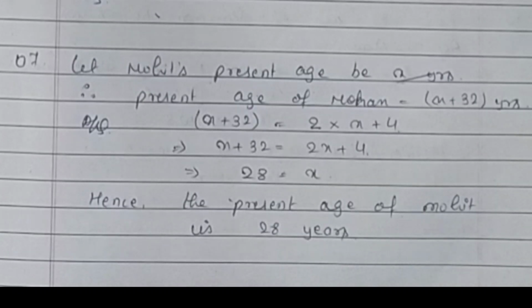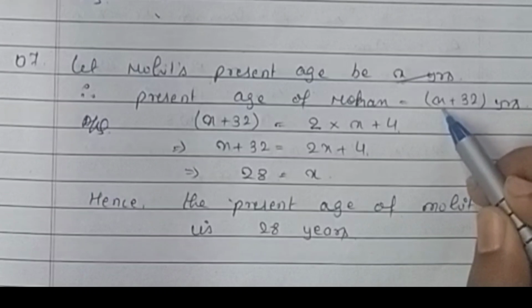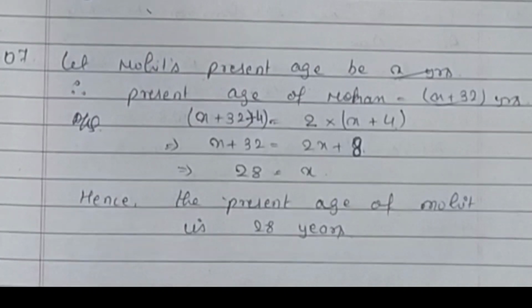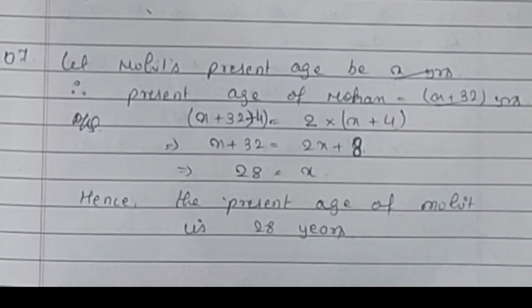Now, the present age of Mohan will be x plus 32 years, because Mohan is 32 years older than Mohit. So, we have assumed the present age of Mohan is x plus 32 years. Now, the question is further saying, in 4 years, his age will be twice the age of his son. So, basically, after 4 years, Mohan's age will be twice the age of his son Mohit.